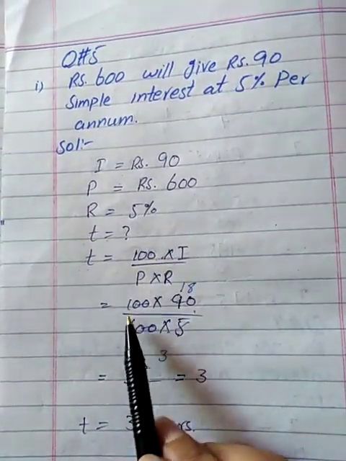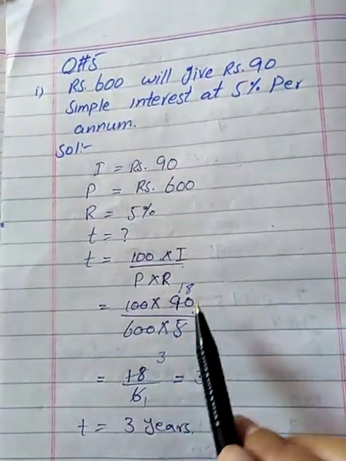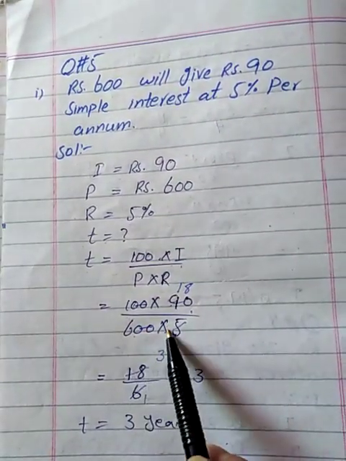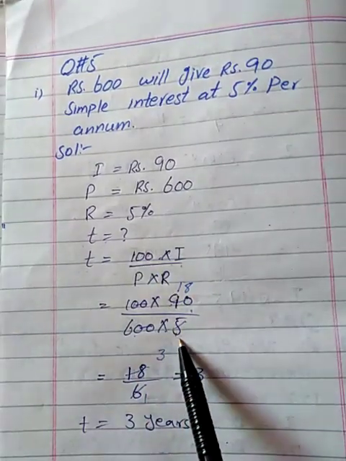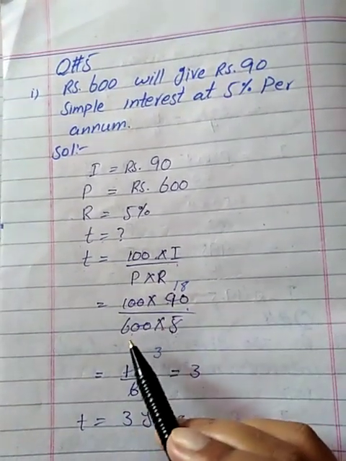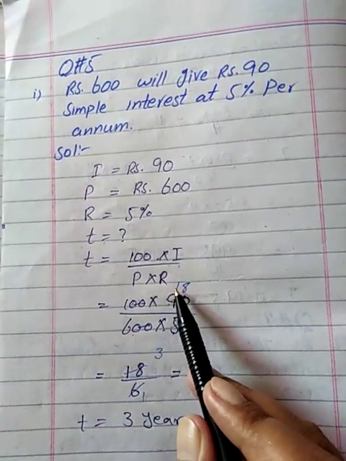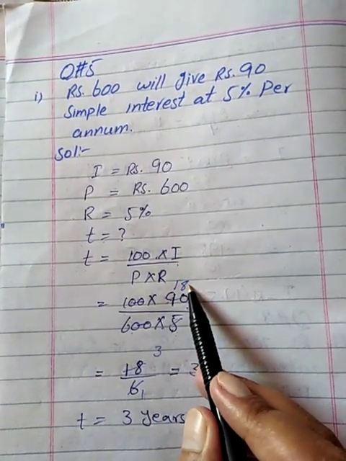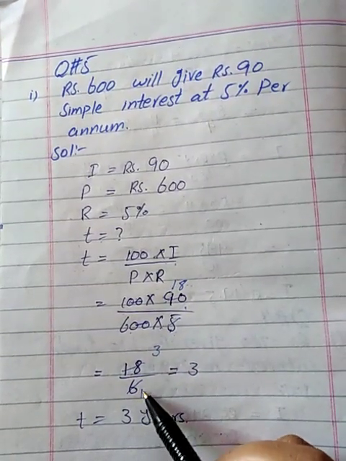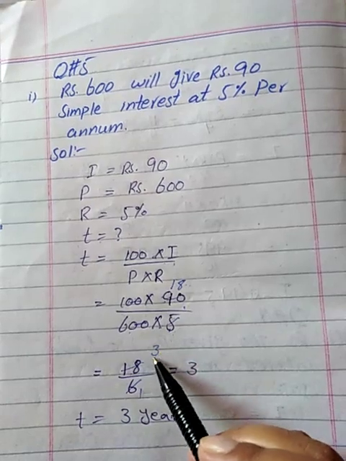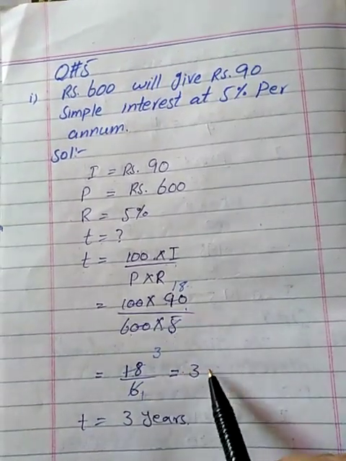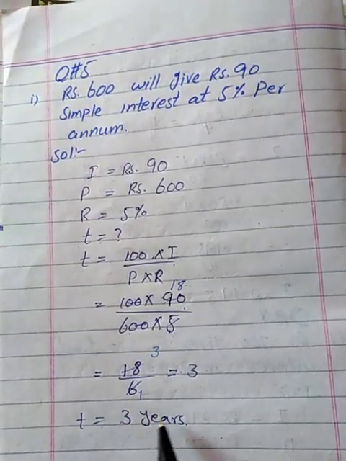Now 100 multiplied by interest I is equal to 90 over P is equal to 600. So we write 600 multiplied by R is equal to 5. Now simplify. 200 cut with 200. 5 1s are 5. 5 8s are 40. Now we get 18 over 6. Now again simplify. 6 1s are 6. 6 3s are 18. Which is equal to 3. Now time is equal to 3 years.